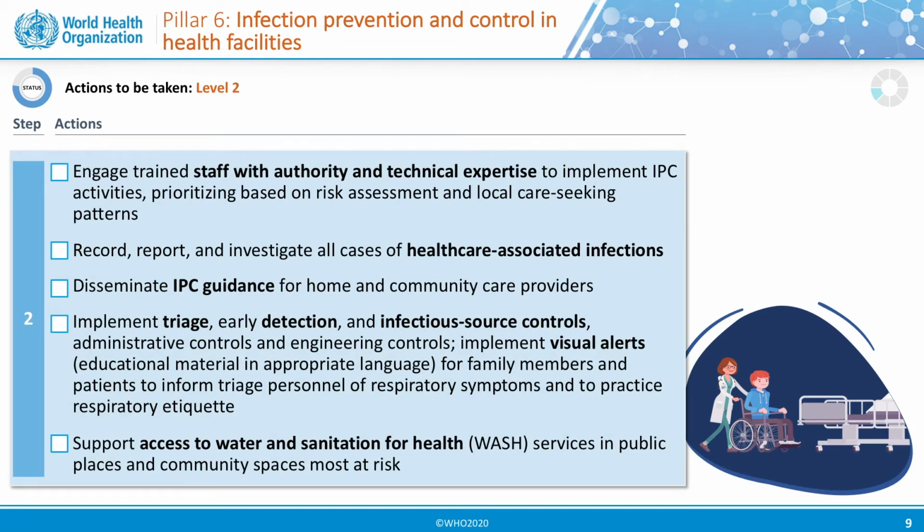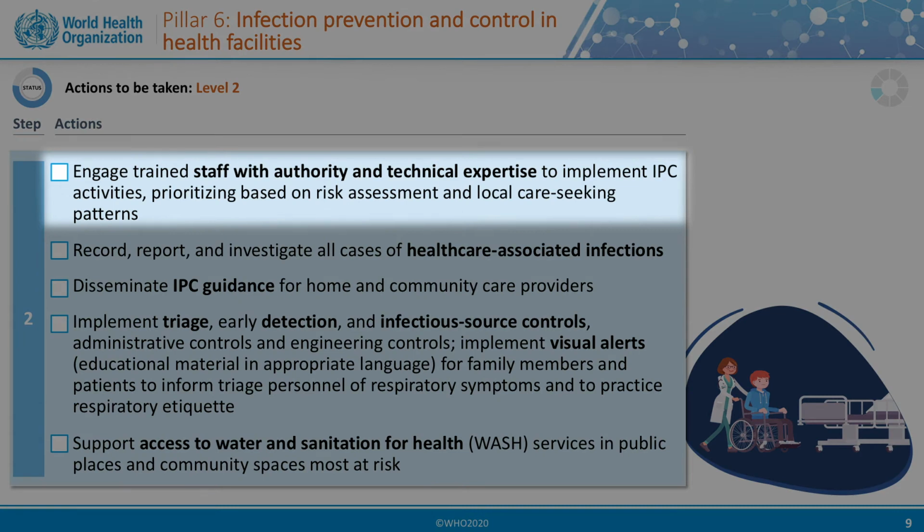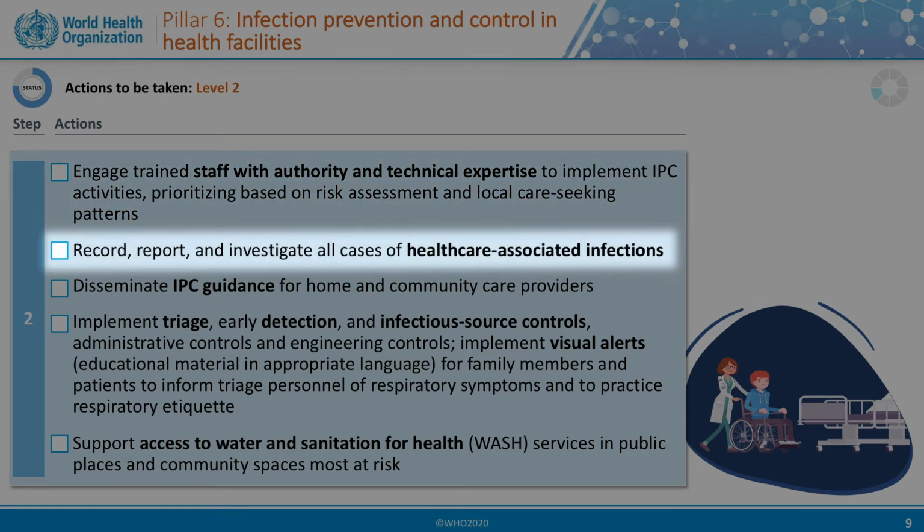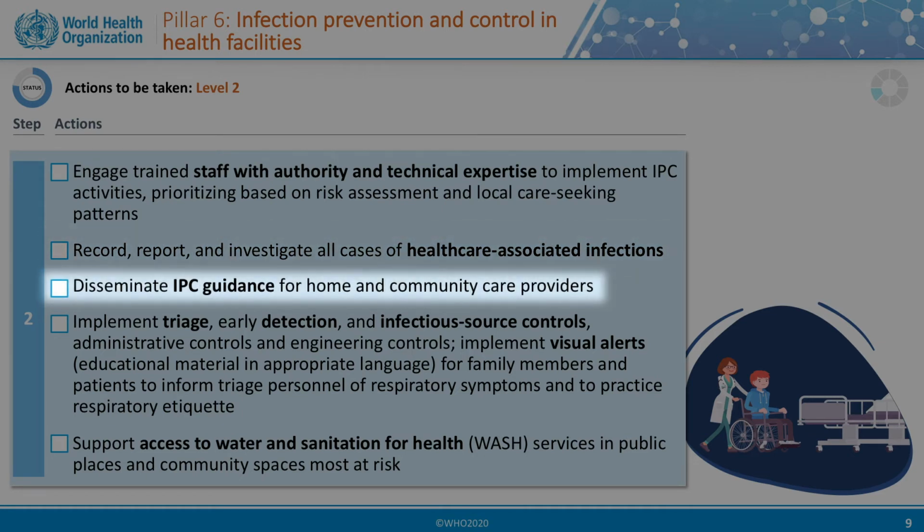At second level, key actions include: 1. Engaging trained staff with both the authority and technical expertise to implement IPC activities. 2. To prioritize based on risk assessment. And 3. To understand local healthcare seeking behavior. Countries should record, report, and investigate all cases of healthcare-associated infections and disseminate IPC guidance to home and community care providers.